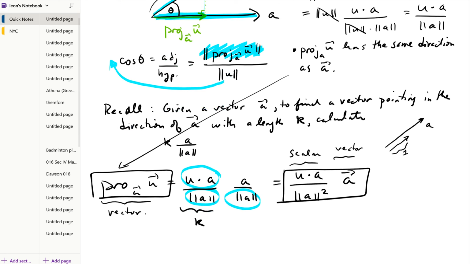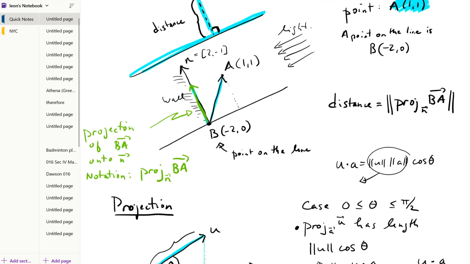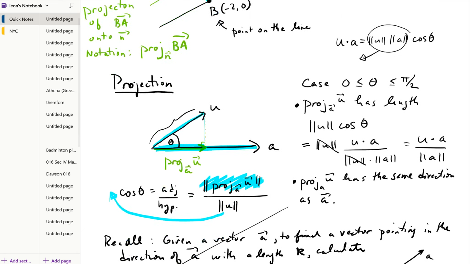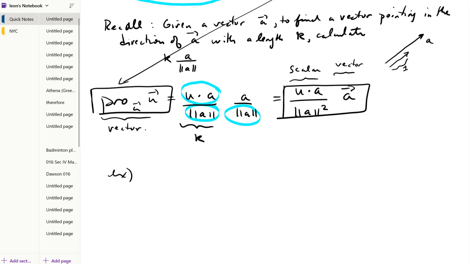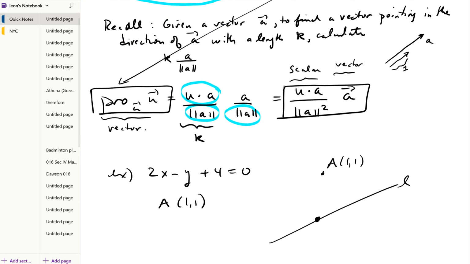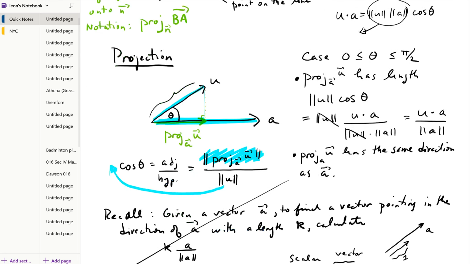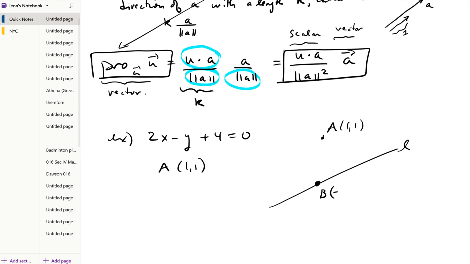So what I'd like to do, though, is come back to my original problem, which was to find the distance between the line 2x minus y plus 4 equals 0 and the point A, which is (1, 1). Okay, so I've got my line, I've got my point. Remember, we did some work. We calculated a point on the line. We got (minus 2, 0). That was done by setting y to 0.